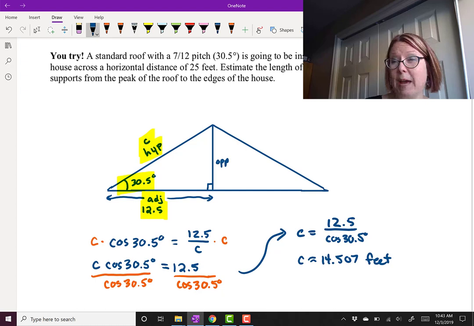Just to summarize with application problems, you want to set up a right triangle. You've got to figure out what you know on that right triangle and what you're trying to find. I like to label all the sides appropriately, adjacent, opposite, hypotenuse, and then highlight all the things I know and the one thing I'm trying to find. That's what tells me what trig function to use.